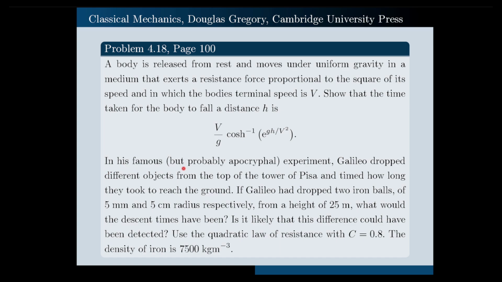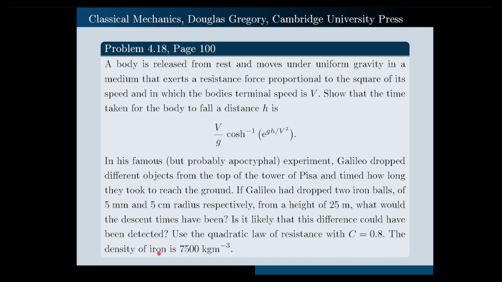In his famous, but probably apocryphal, experiment, Galileo dropped different objects from the top of the Tower of Pisa and timed how long they took to reach the ground. If Galileo had dropped two iron balls of 5 millimeters and 5 centimeters radius respectively from a height of 25 meters, what would the descent times have been? Is it likely that this difference could have been detected? Use the quadratic law of resistance with C equals 0.8.